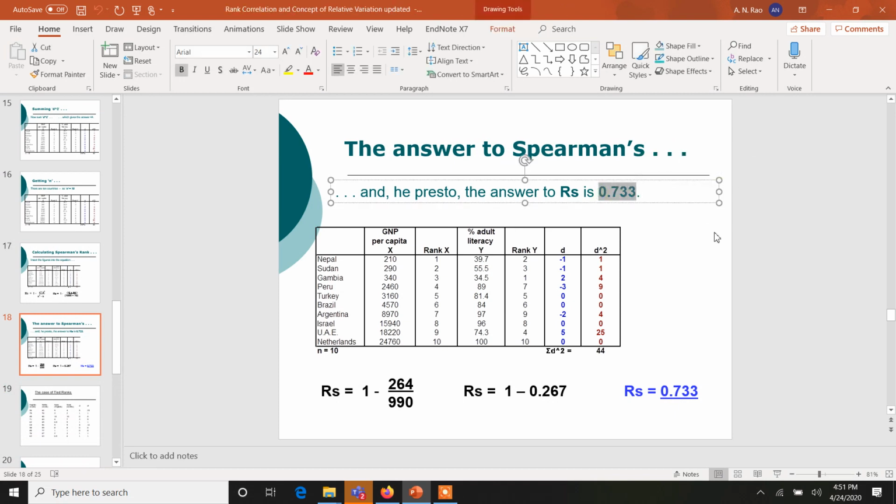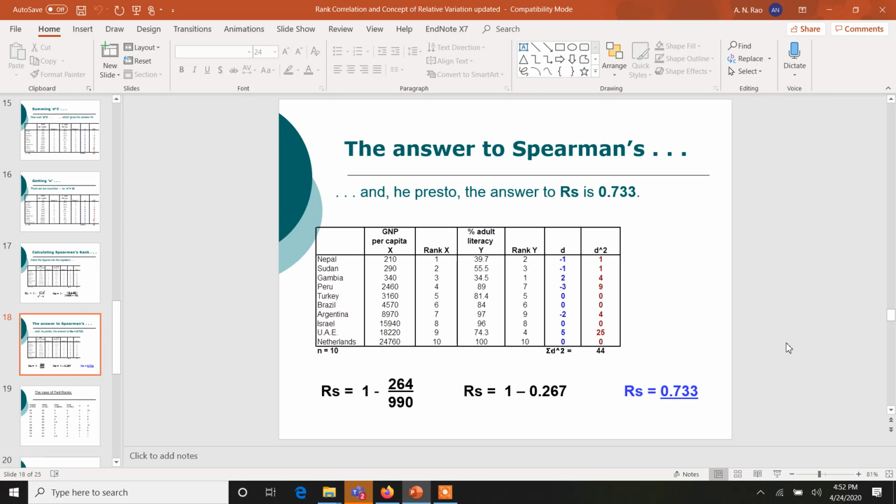So that means it's a fairly, you could say, strong correlation between GNP and adult literacy. And the correlation is positive, which means the countries where the literate people are more, they are expected to have more value of GNP per capita, right? So that was one simple example of ranked correlation coefficient.